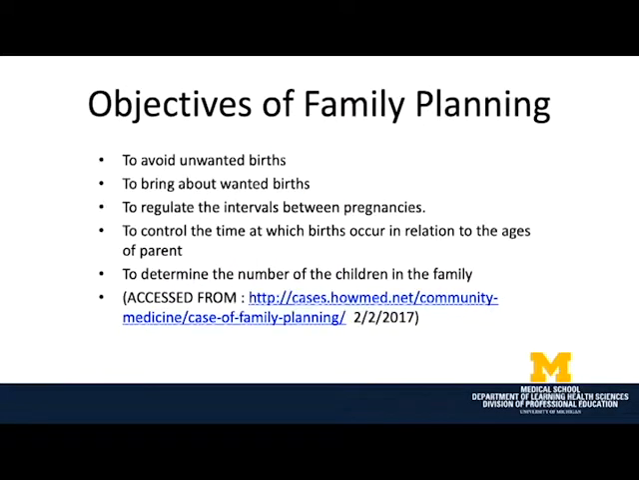One case that we've done is really to just think about the objectives of family planning. So I always start with my intended outcomes. What am I trying to do to get people to learn? And so with family planning, of course, we're trying to avoid unwanted births and bring about wanted births. We want to help people regulate the interval between their pregnancies, to control the time at which birth occurs in relation to the ages of the parents, and also to help people decide if they want 6 or 2 children, and to make those decisions for their own families.